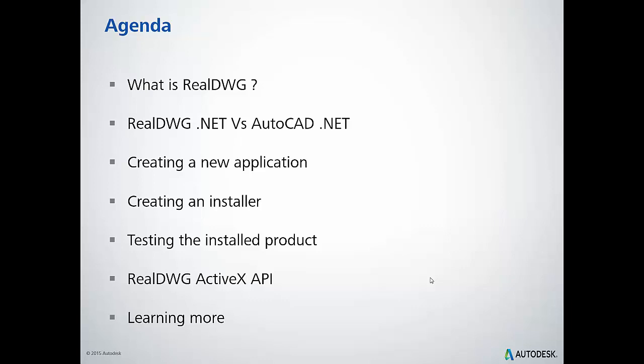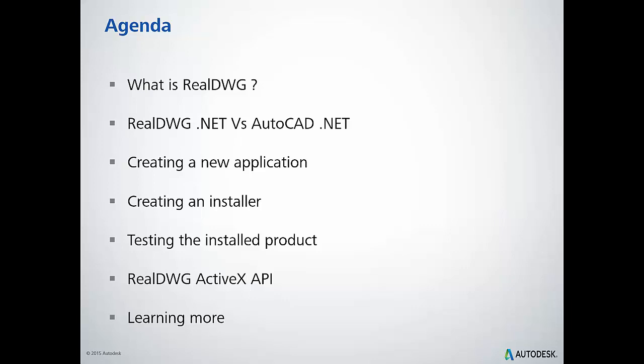We will start by clarifying what RealDWG is, and we will move on to discuss the differences between the .NET API for AutoCAD and that of RealDWG. We will then look at the steps to create a RealDWG application. I will use the sample created by Adam to explain the implementation. We will create an installer for it using Visual Studio and Windows Installer XML. And we will test the product and point out the importance of the various functions that we implemented.